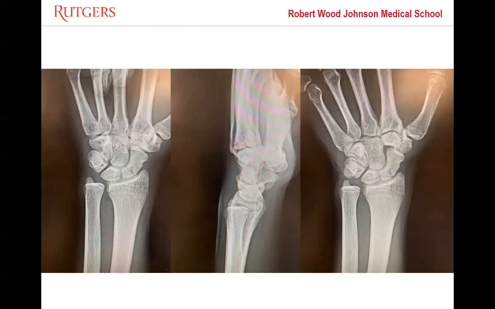Right. Okay. So I would agree with that. And you can either do it percutaneously, that's Joe Slade's technique, or a small open incision where you move the EPL and then put the screw in it. So he's on the schedule for next week. He's going to get a screw. We're going to put it in from dorsal to volar.